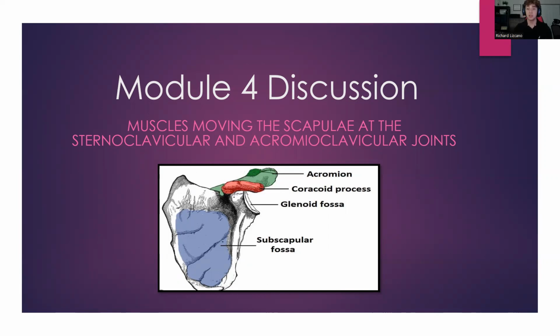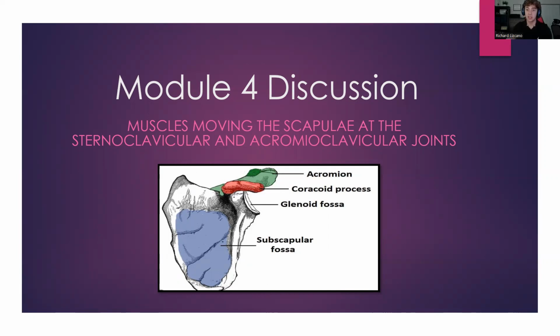Now, depression, which will be in a downwards motion, is the opposite of elevation and involves lowering the scapula downward. This movement occurs at the AC and SC joint as well, which is very similar to elevation.